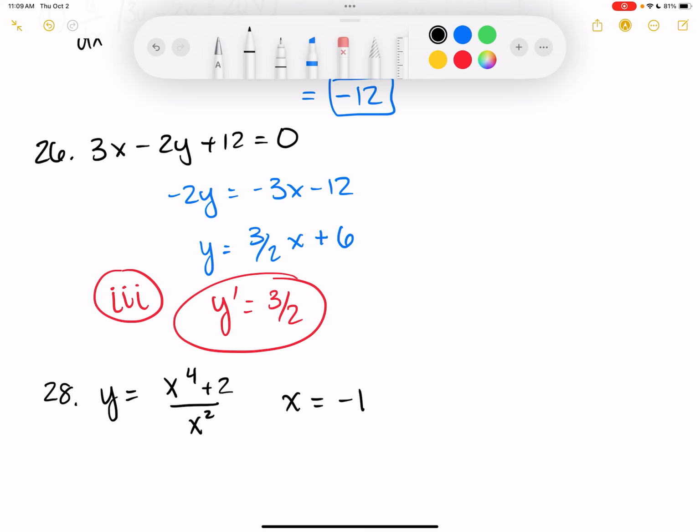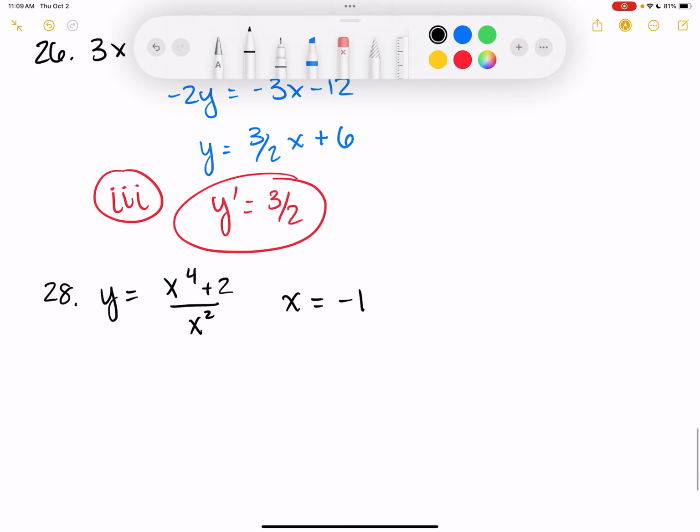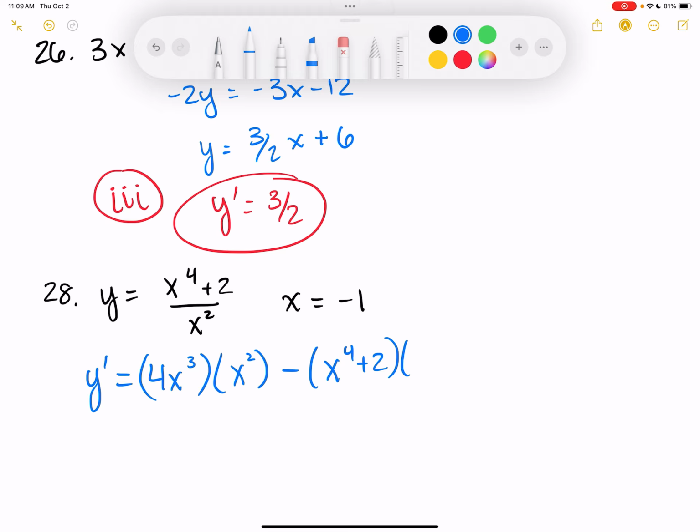So I'm going to have a quotient rule here. So y prime is equal to the derivative of the top. What would the derivative of the top be? 4x cubed. And then times the bottom, so that's x squared, minus the top, x to the 4th plus 2, times the derivative of the bottom, which is what? 2x, and then all over x squared squared, or I'm just going to go ahead and write it as x to the 4th.